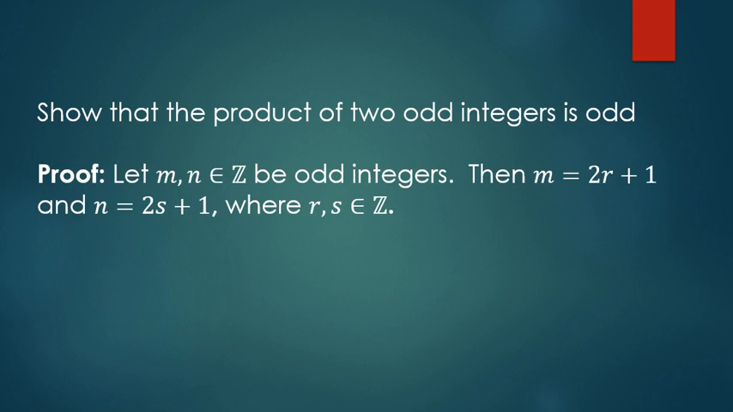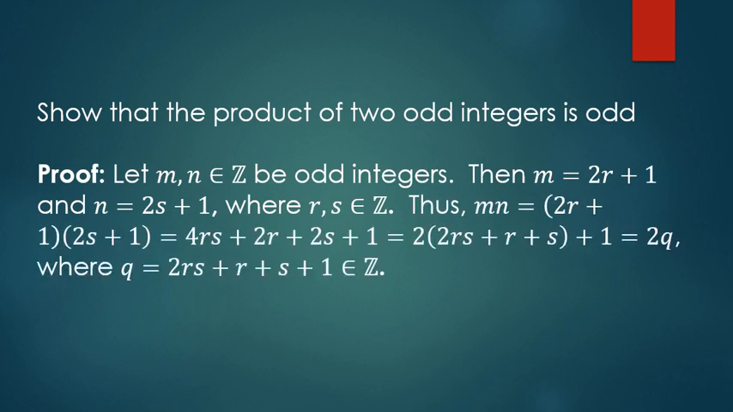This is yet another really basic, very low-level proof. We're just going to do a basic mathematical operation, and this should give us the calculation that we want to see. We should be able to easily take m times n and see that we can write it as the form 2 times some whole number plus 1. So m times n, if you just FOIL 2r plus 1 and 2s plus 1, you get 4rs plus 2r plus 2s plus 1.